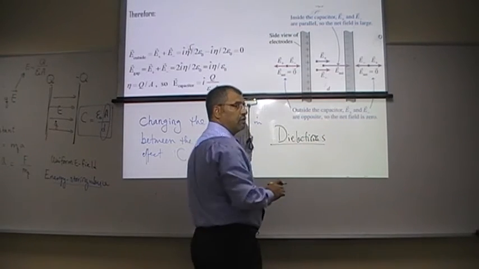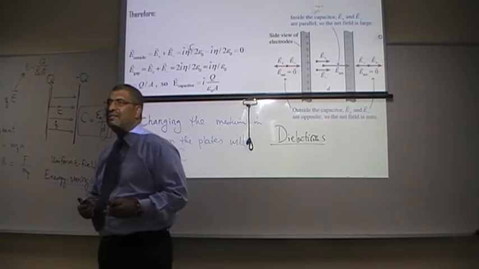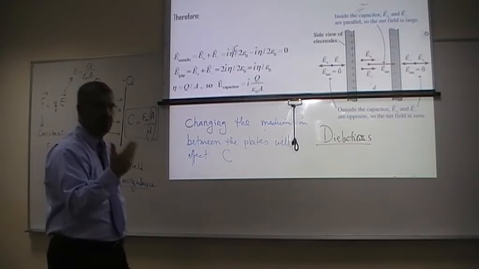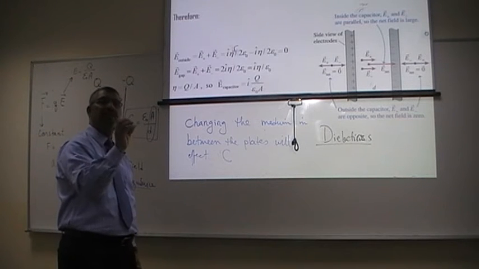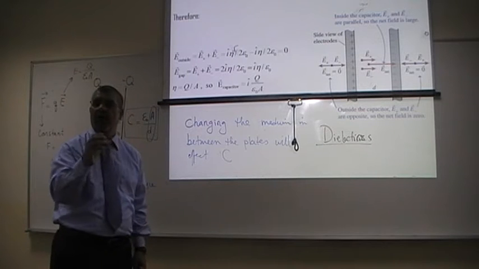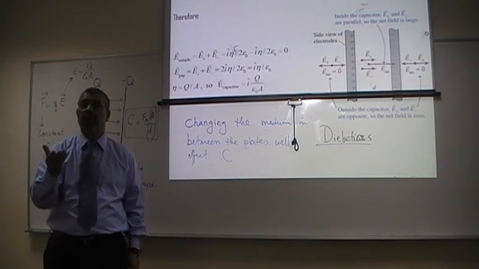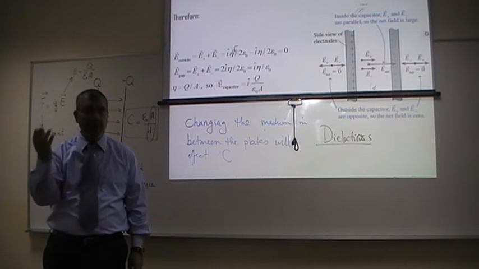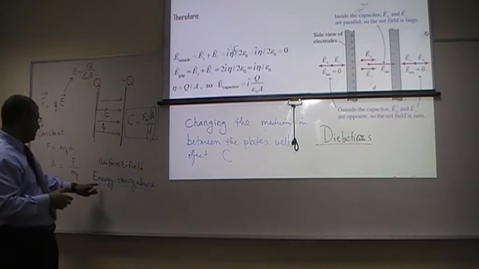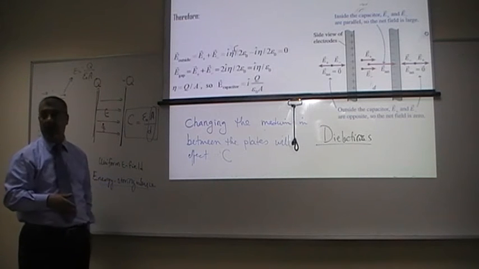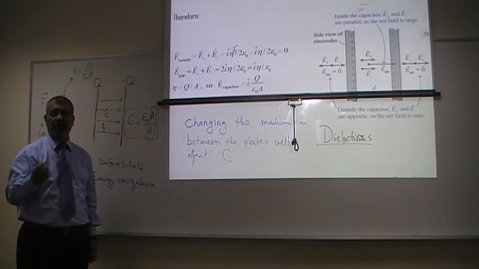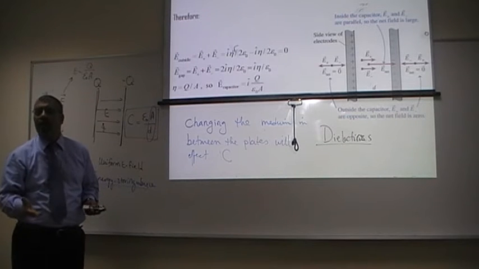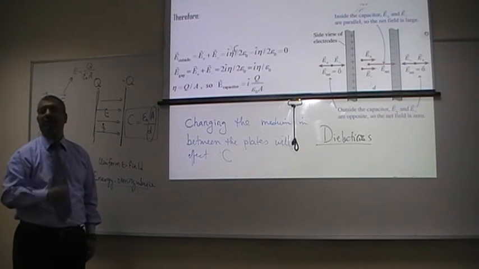So dielectrics. What do we mean by a dielectric material? It's an insulator that enables us to increase the capacitance of the capacitor. Increasing the capacitance of the capacitor means that we will be able to store more energy. Got it? Because that's what we want, an energy storing device. So if I wanted to increase the amount of electric energy stored inside the capacitor, one way of doing it is by inserting a dielectric material.